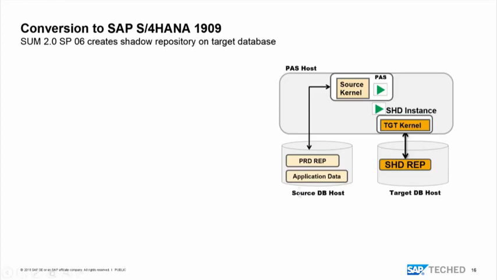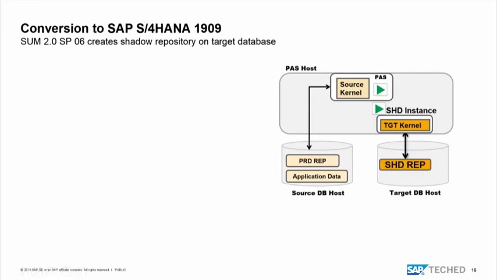We have the source database. The scenario is that the source is not yet on HANA. Then we have the application server host on which the Software Update Manager is located and running, and the source system is running here with the source kernel and the instance. Now the Software Update Manager is creating this shadow system to have more activities in uptime, less in downtime. That's the general concept. The shadow system consists of a shadow instance and the so-called shadow repository.